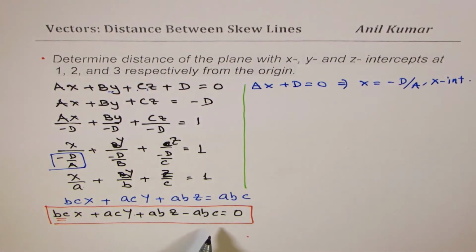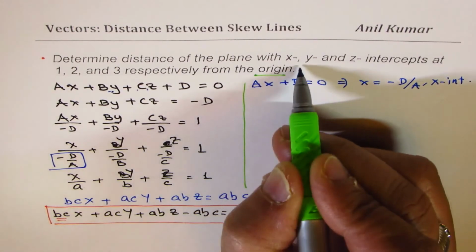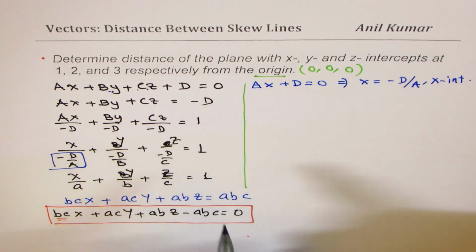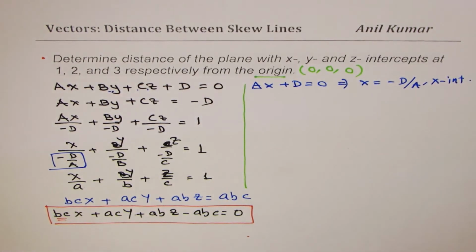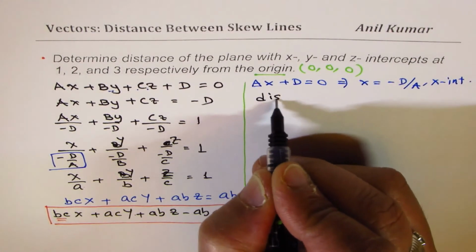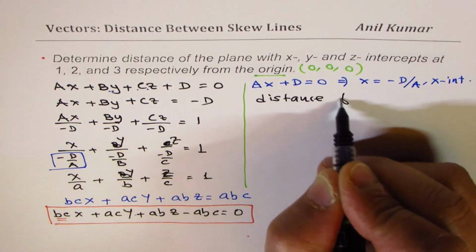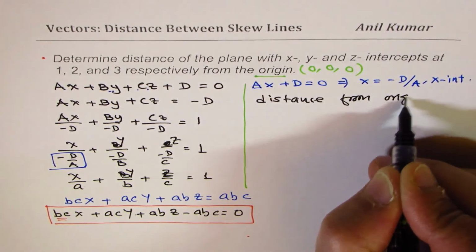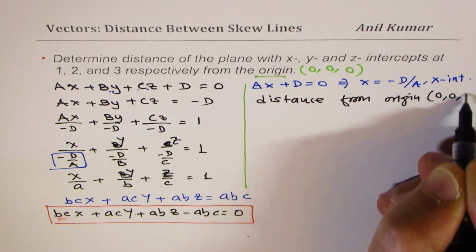Now this formula or this equation of the plane helps us to really calculate the distance very easily, right? Since we need to find the distance from the origin, which is 0, 0, 0, what we can do here is that we'll substitute 0, 0, 0. We are left with d on the top. Do you see that? So distance from the origin, which means 0, 0, 0.